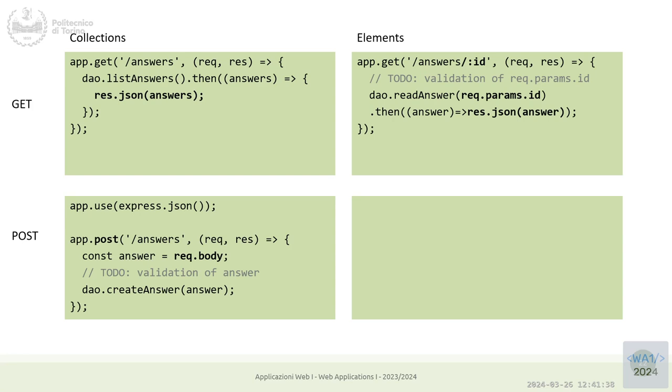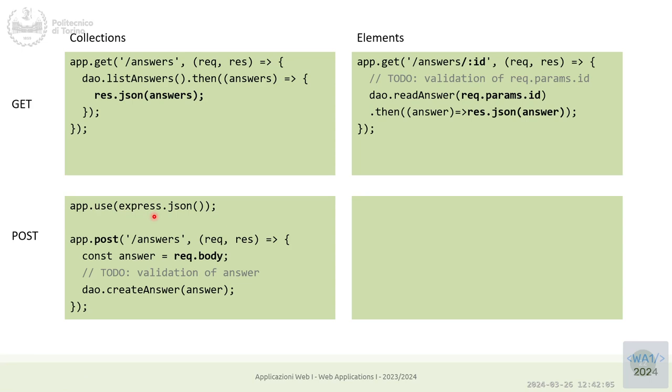And if we are adding one answer, so it's a post to a collection. A post to a collection expects to have the representation of the object that we need to add in the body of the request in JSON format. So first of all, if it's in JSON format, we must register the JSON parser once and for all.